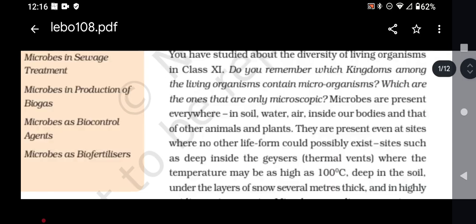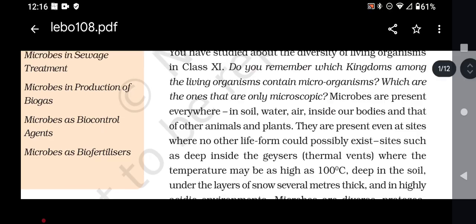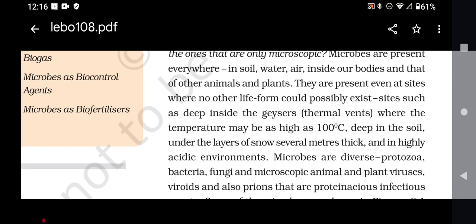Microbes are present everywhere: in soil, water, air, inside our bodies, and that of the other animals and plants. They are present even at the sites where no other life form could possibly exist. Sites such as deep inside geysers, thermal vents where the temperature may be as high as 100 degrees Celsius, deep in the soil under the layers of snow several meters thick, and in highly acidic environments.